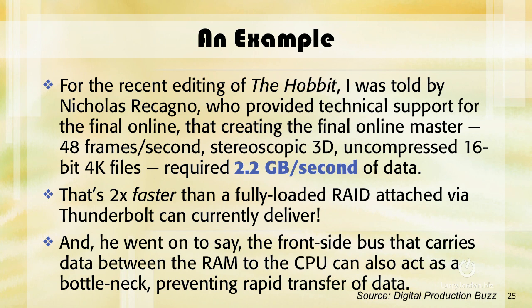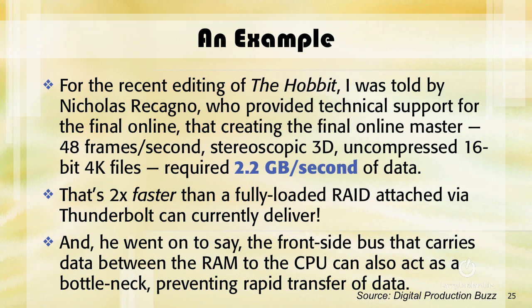Here's an example. For the recent editing of The Hobbit, I interviewed Nicholas Ricagno, who provided technical support for the final online as part of the podcast Digital Production Buzz. In creating the final online master of The Hobbit, which was shot 48 frames per second, stereoscopic 3D, they were working with uncompressed 16-bit 4K files that required 2.2 gigabytes per second of data. Now that's twice as fast as a fully loaded RAID attached via Thunderbolt.